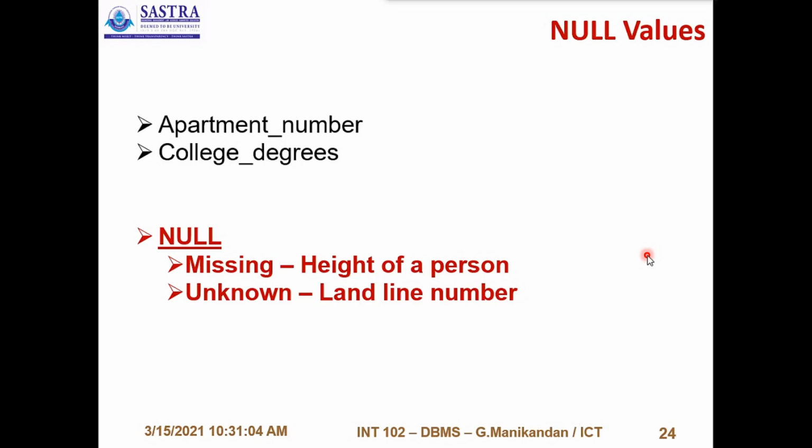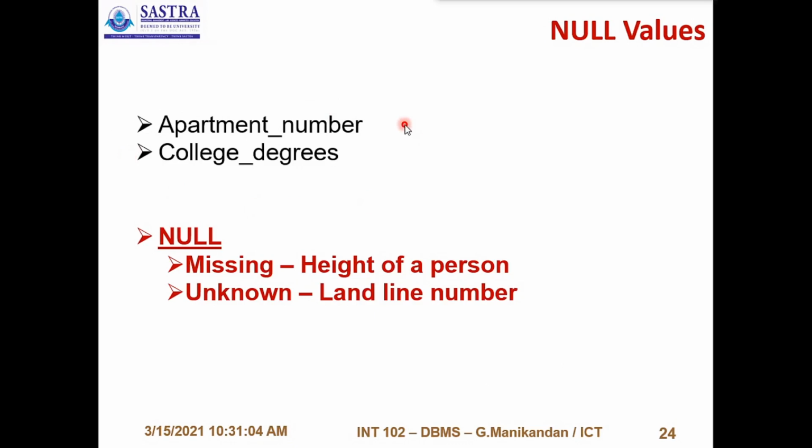But all employees are going to have an age. All employees are going to have a height. Suppose you want to store information about a house. You cannot always have an apartment number associated with the house. If it is a single house, you may not have an apartment number. So these two attributes, apartment number and college degree, come under the category called not applicable. For that particular entity, it is not applicable.